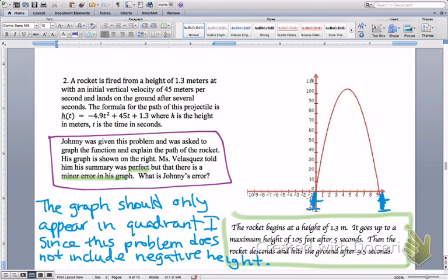So here's one way to summarize. The graph should only appear in quadrant 1 since the problem does not include negative height. So one thing you can do is just cross this piece out. That will make it a perfect graph for this word problem. All right, go ahead and start your practice.